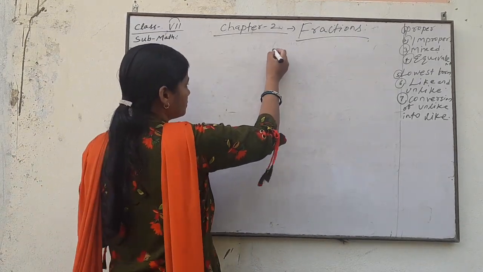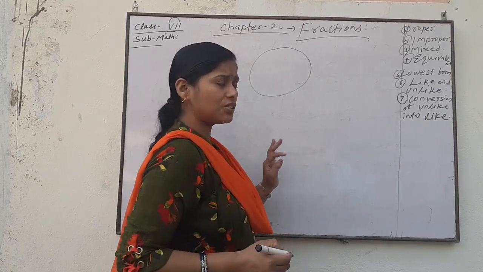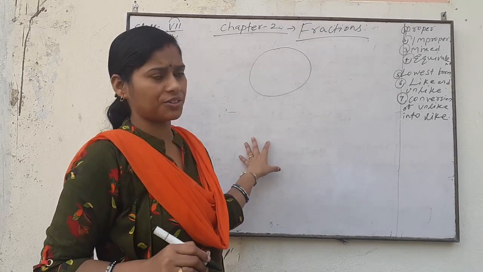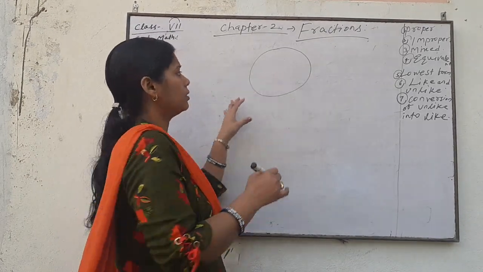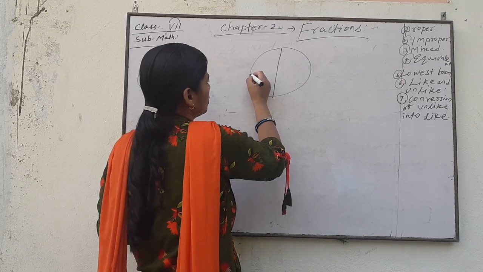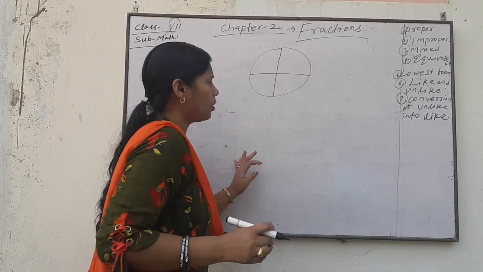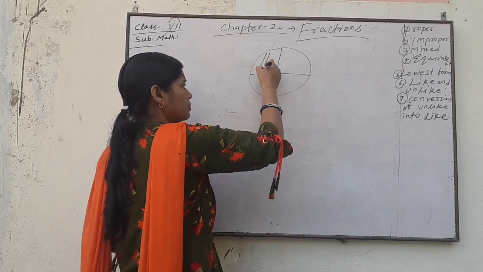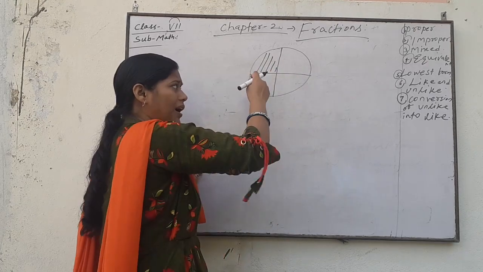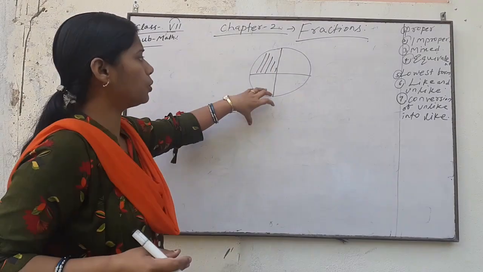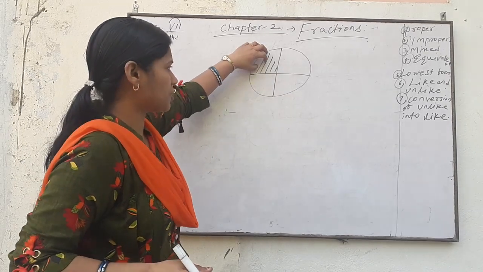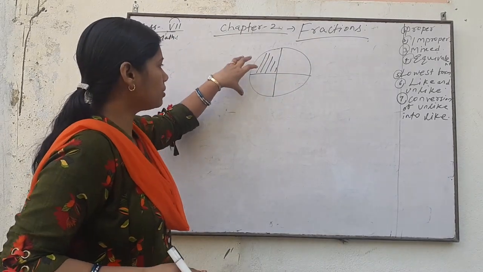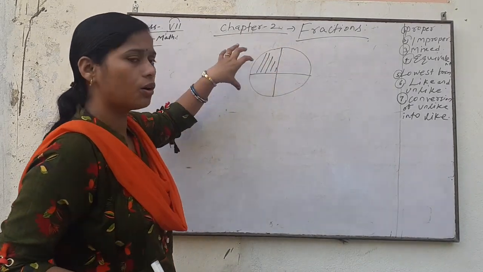Now look here, this is a whole. When we divide your whole into some equal parts, suppose that here now dividing 4 equal parts, then each part is the fraction of your given whole. This is your fraction, each part. Here how many parts? There are 4 parts. Then each part is a fraction of your given whole.